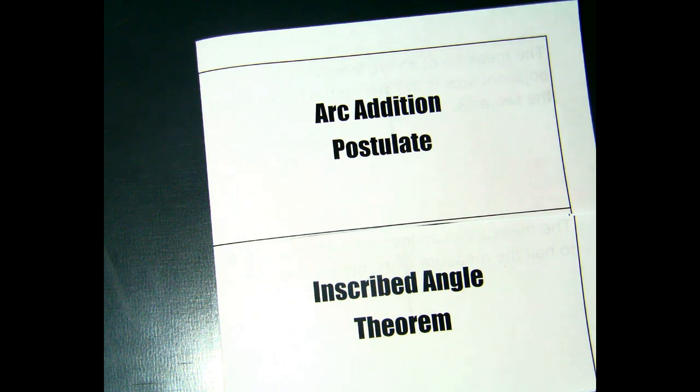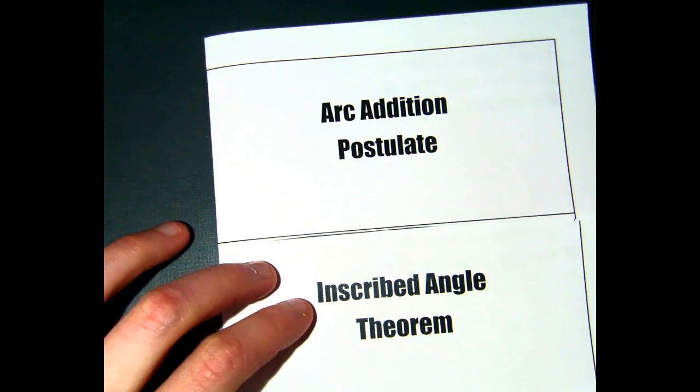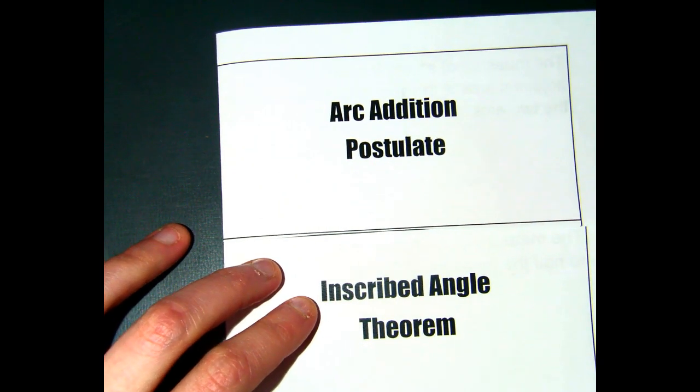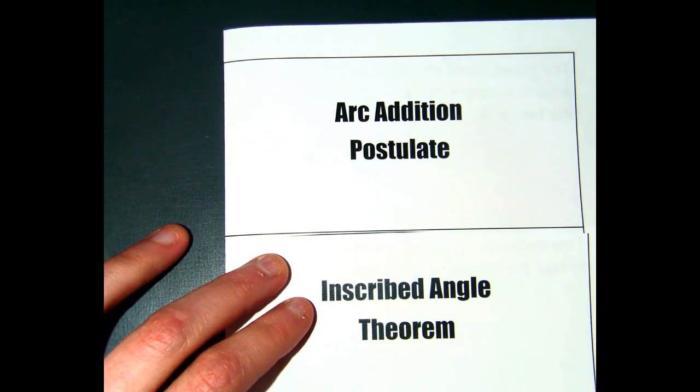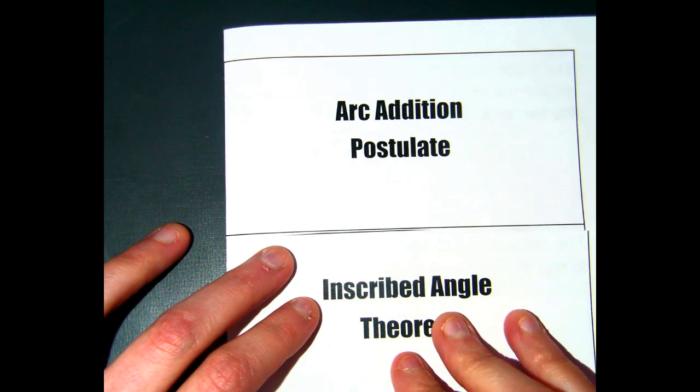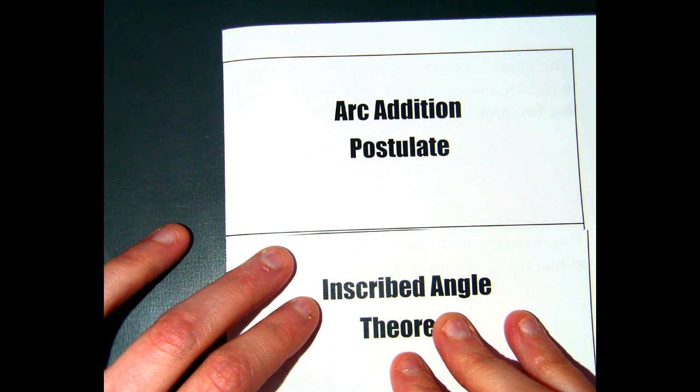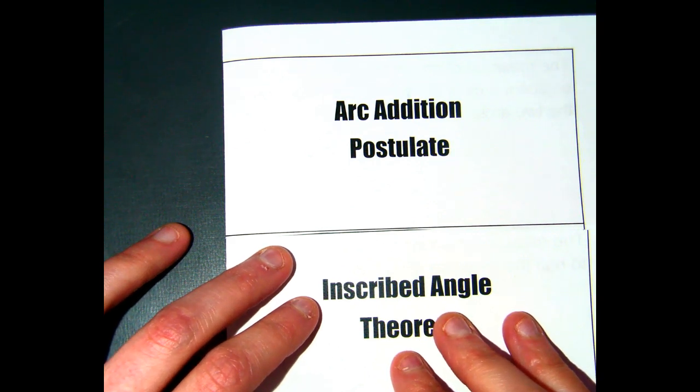Okay, we're going to be learning 3 new theorems today. As you can see, the first one is the Arc Addition Postulate. We have talked about the segment addition postulate, we've talked about angle addition postulate, and we've talked about area addition postulate, and they're all the same. Do you remember any of those postulates?